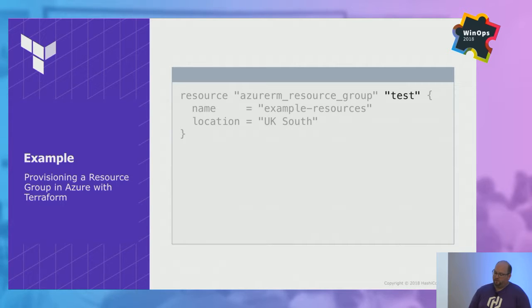Next up is a friendly identifier for this resource. This is just a Terraform internal name. So if you're building a module, which we'll come to later, you might have a front end and a back end subnet or whatever you're doing.